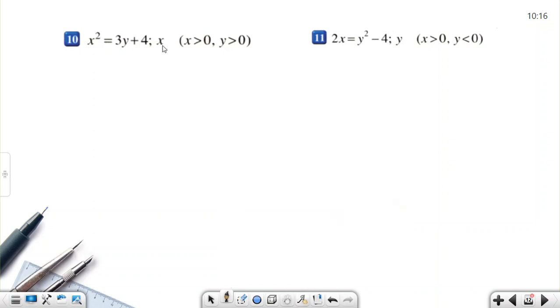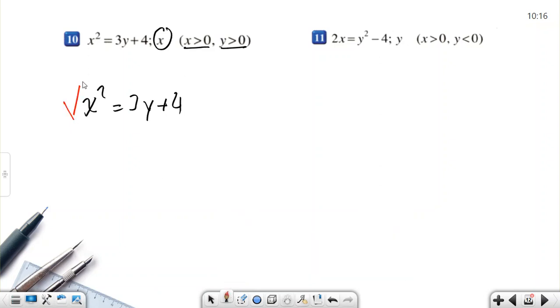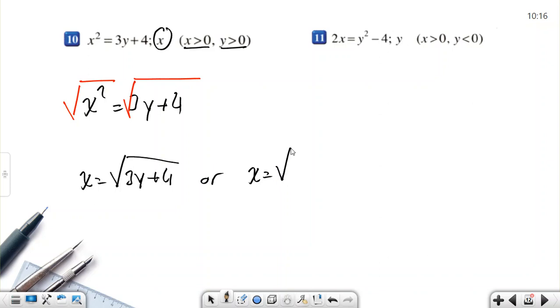Let's solve some more questions about square roots, because in your book, my students, there are some conditions given. For example, isolate the x, but x must be bigger than 0 and y is bigger than 0. These two conditions. As you see, x only has a square, and on the other side is 3y plus 4. So to make the square gone, I can use the square root on both sides. So x can be equal to the square root of 3y plus 4, or x can be equal to the negative of it, negative square root of 3y plus 4.